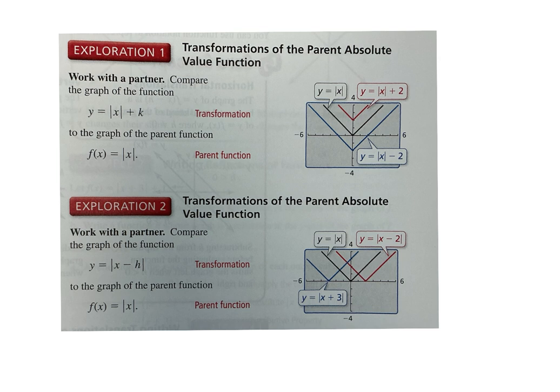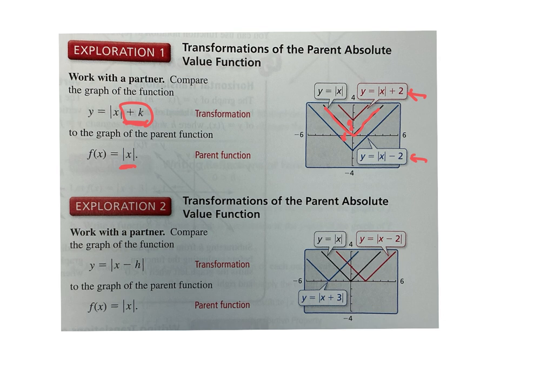The main thing I need you to pick up is if you see a number added on the outside of the parent function, like absolute value or a line, it's going to move your graph up or down exactly whatever that number is. Like if you look at this picture, the graph in the middle, that's the parent function right there. Look what they did. They did x plus 2. The whole function moved up 2 units. Minus 2 on the outside, the whole thing went down 2 units. That's what they need you to see.